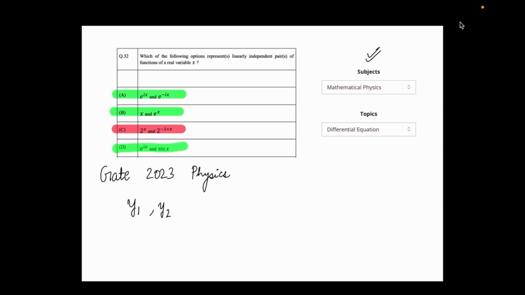So you have options A, B and D as the multiple select answers. Thank you.